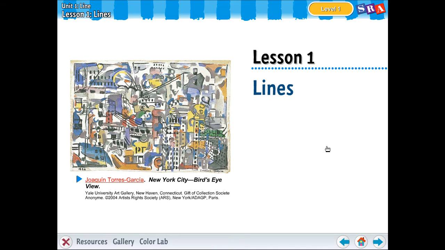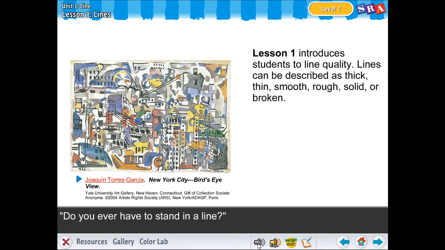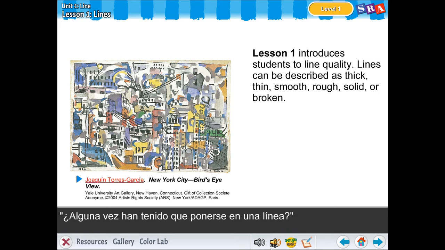I'm going to start with our first lesson. Lesson on lines. The first picture we're going to be looking at is by Joaquin Torres Garcia. It's called New York City Bird's Eye View. Do you ever have to stand in a line?